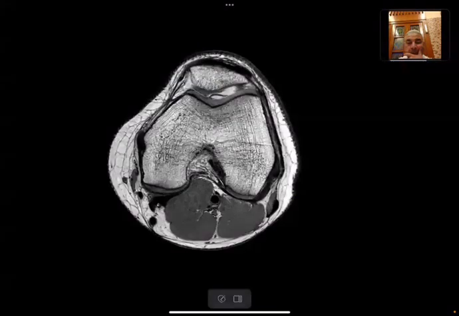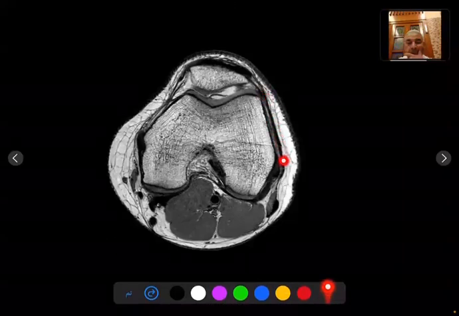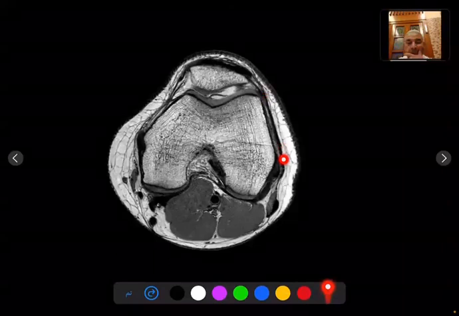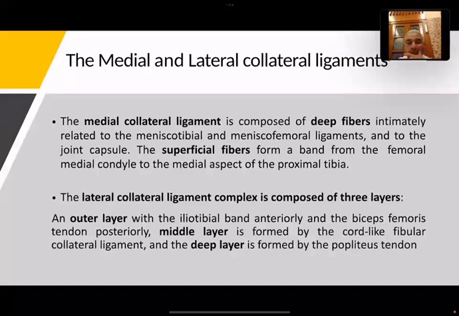This is a proton density axial image at the patellofemoral joint, demonstrating the lateral patellar retinaculum by the lateral surface, the longest surface of the patella. Therefore, this is the lateral patellar retinaculum, and this is the medial patellar retinaculum, which is the best image for assessment of them. The medial and lateral collateral ligaments.